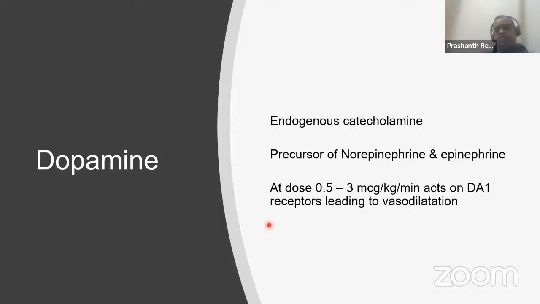This vasodilatation leads to increased renal flow and increased urine output. So this was the concept of low dose dopamine, or renal protective dose of dopamine. But nowadays that concept is challenged, and we don't use low dose dopamine for increasing the urine output as a renal protection agent.